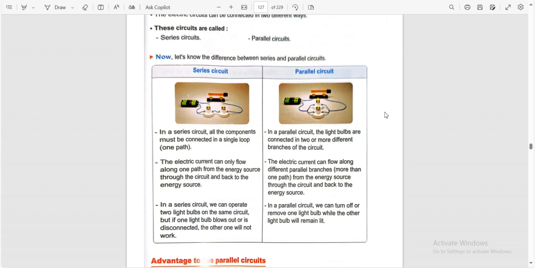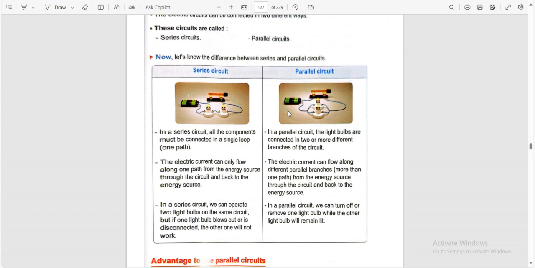But what about in parallel circuits? It can have two or more branches, two or more paths for the electric current to flow in. So let's see. It starts from the battery to the switch to the wires, but now it can move in this lamp and in this lamp at the same time, and back to the battery and doing the same over and over.